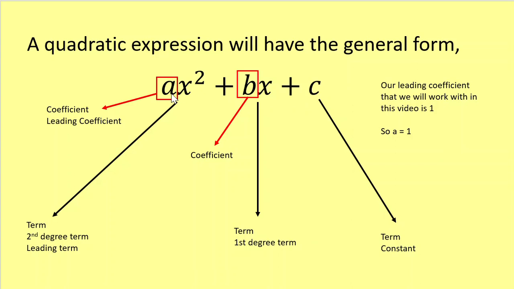These constants here, a and b, we call these coefficients because they're multiplied by a variable raised to a power. Right here, because this coefficient is multiplied by our highest power term, we can call this our leading coefficient. And because we're working with the simplest case of a quadratic expression, our leading coefficient is just going to be equal to 1.